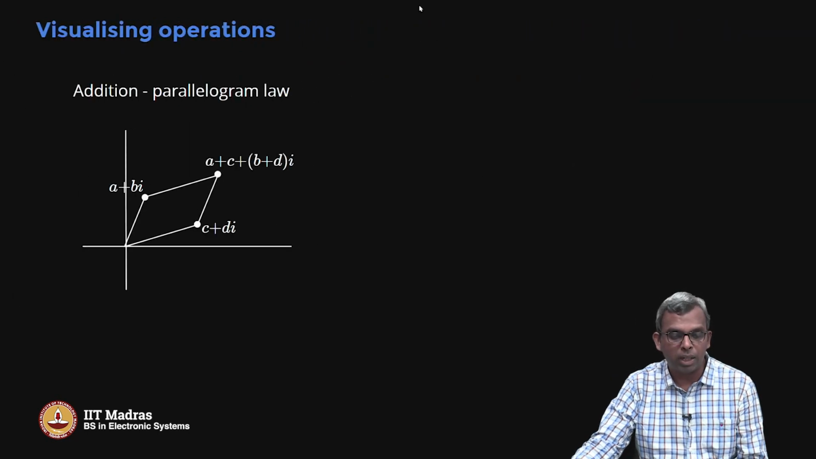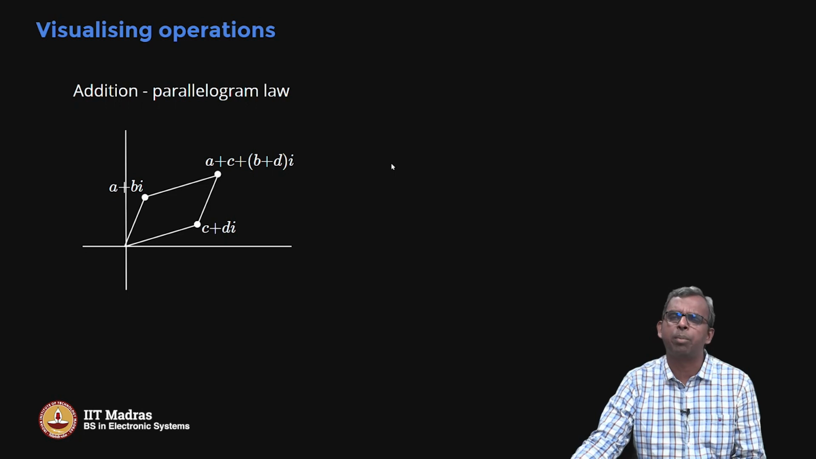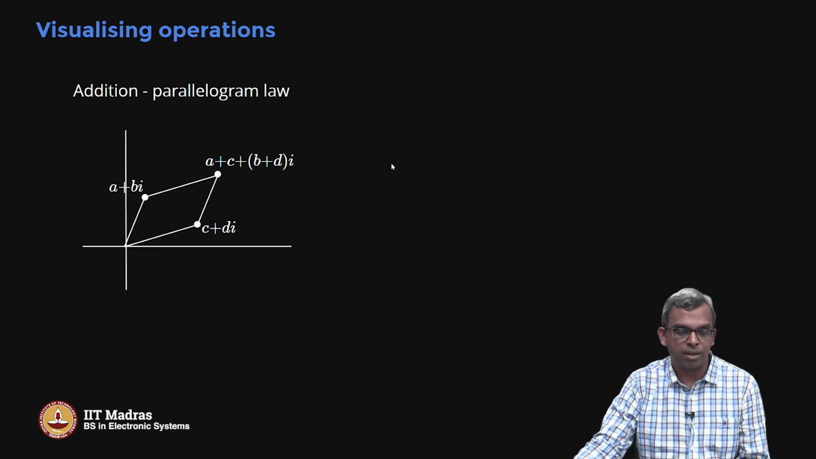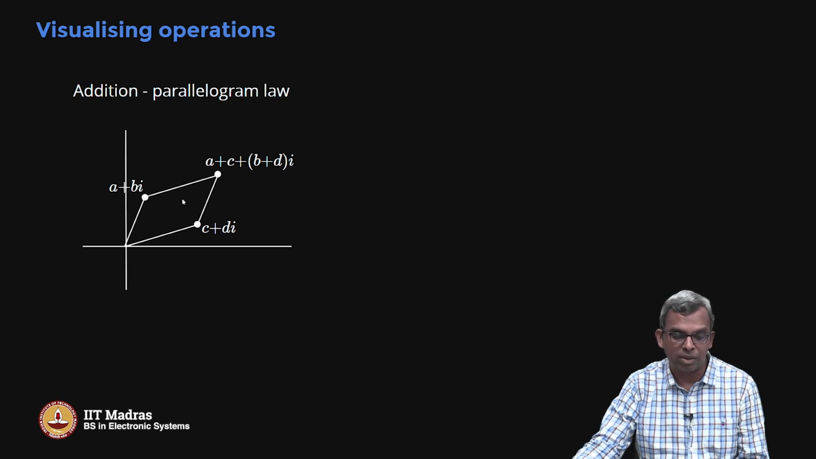One can visualize operations in the complex plane, just like vector operations. You have a plus bi and c plus di, and you want to add them. There is this parallelogram law. You can see that a plus c plus (b plus d)i will be like completing this parallelogram. It is a very standard rule in the vector addition framework. So the addition is like completing this parallelogram. That's one way to visualize.